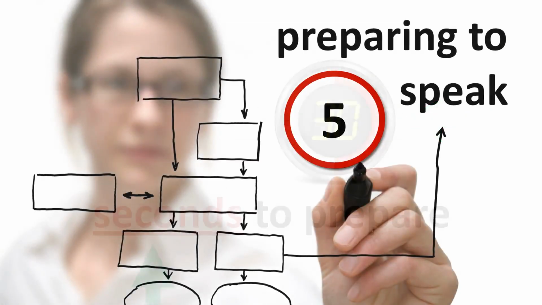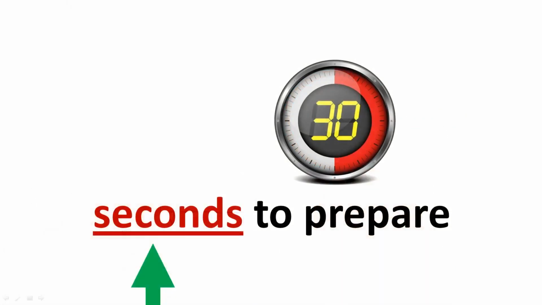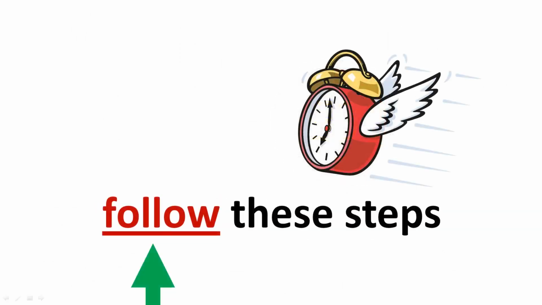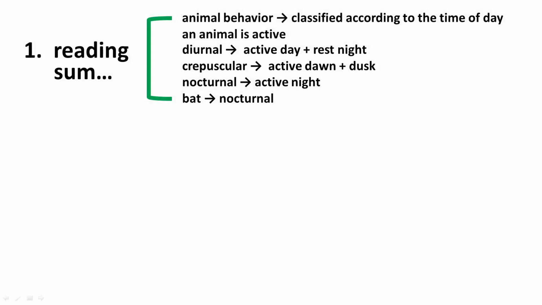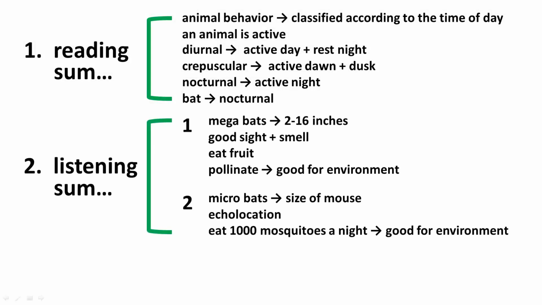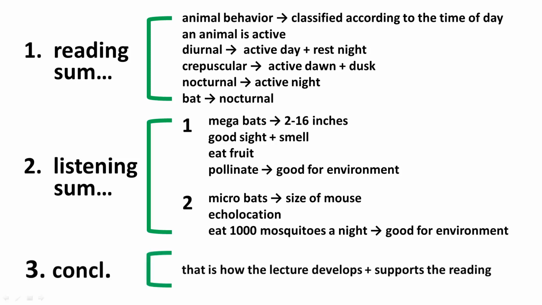Next is step 5, preparing to speak. You will have 30 seconds to prepare your response. Because you have very little time to prepare, follow these steps. Divide your response into 3 sections. First is the reading summary. This summary is based on your note map. Next is the listening summary. This summary is based on your note map. Next, add a conclusion. The conclusion will be your answer to the prompt. Pause here to read the 3 sections.